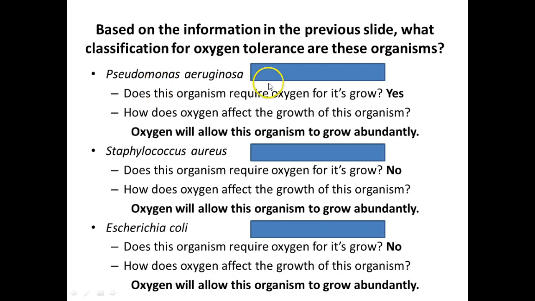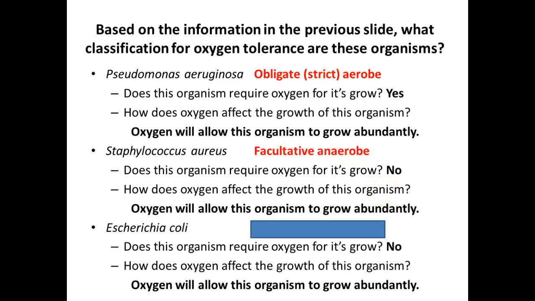So as we said, Pseudomonas, based on what we saw, requires oxygen for growth and only grew in the presence of oxygen. That was our obligate strict aerobe. Staphylococcus aureus again didn't require oxygen to grow. It did grow under anaerobic conditions, but grew also under aerobic conditions. So therefore, it is a facultative anaerobe. Same growth pattern for E. coli as Staphylococcus aureus. So it is also a facultative anaerobe.